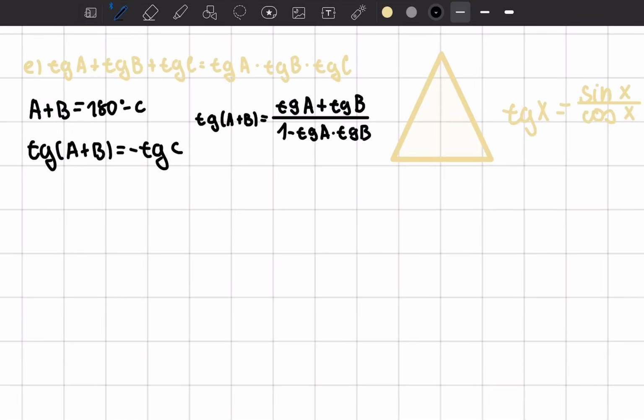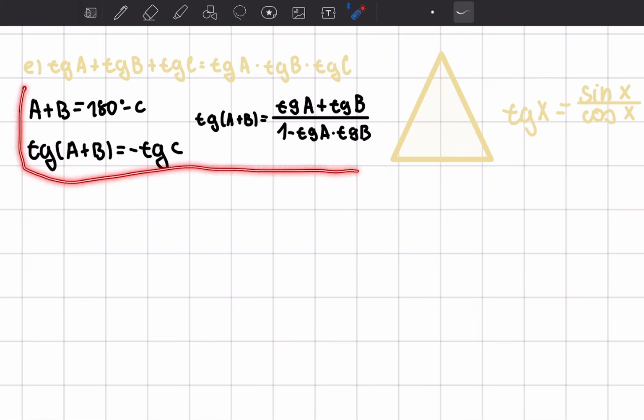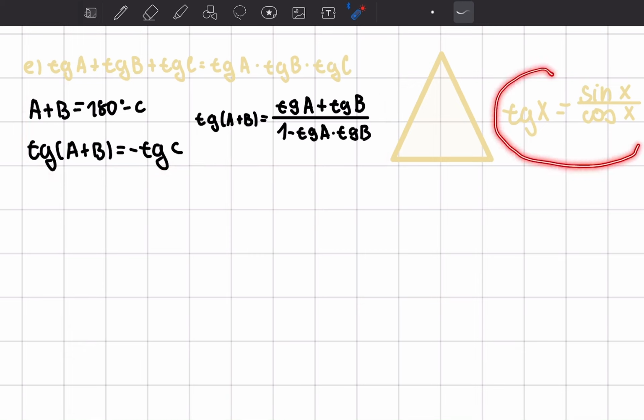Hi again. In this video we are going to be proving together that tangent of A plus tangent of B plus tangent of C is equal to tangent of A times tangent of B times tangent of C in a triangle, right? And we're going to be using these formulas right here. And what we need to keep in mind is what tangent of x actually is. Alright? And yeah, now we can start.